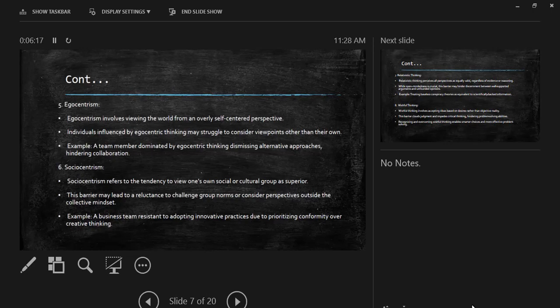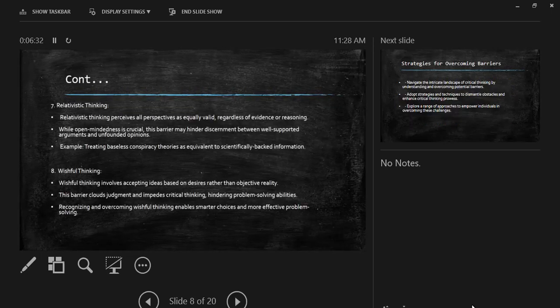Example, a business team resists adopting an innovative practice due to prioritizing conformity over creative thinking. In this example, the business team is not willing to adopt a new system, a new routine, because they are comfortable with the old one and they are not thinking critically.